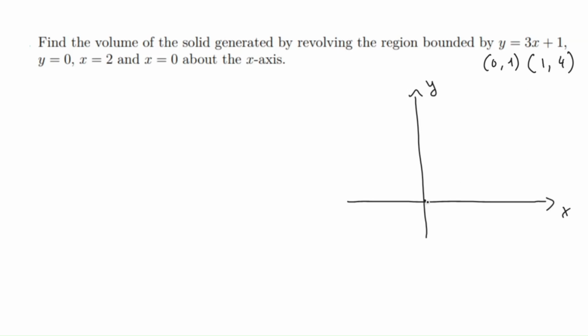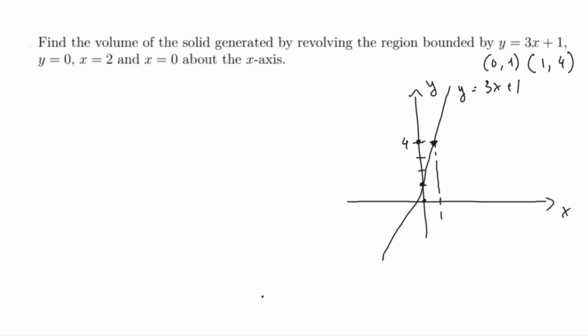When x equals 0, y is 1, so this is the first point. When x equals 1, y equals 4, so 1, 2, 3, 4. This is the point (1, 4). I will connect these 2 points together, and we have y equals 3x plus 1 as this line.